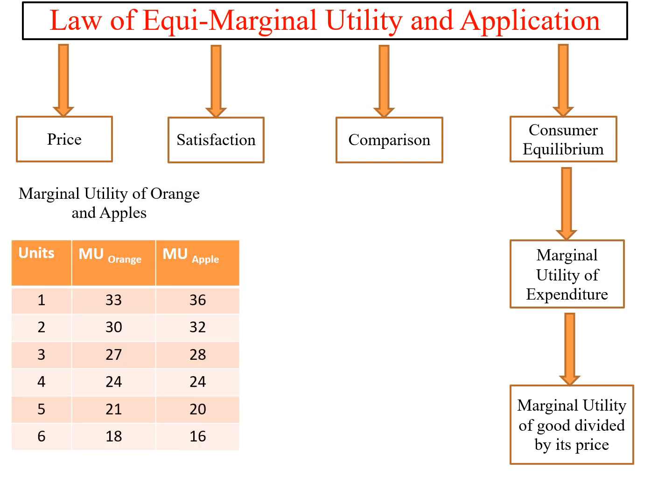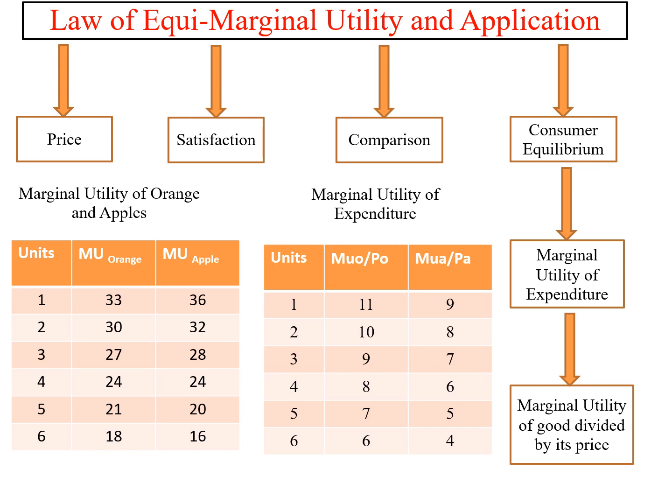Let's take an example. Here I have highlighted two commodities. One is orange, the second is apple. When I consume 1 unit of orange, my marginal utility is 33 and the marginal utility of the apple is 36, and with subsequent consumption marginal utility goes down. You all know that it has been shown in numbers. Why numbers? Because marginal utility is always calculated on a cardinal basis. When the marginal utility goes down, then marginal utility with respect to price also goes down.